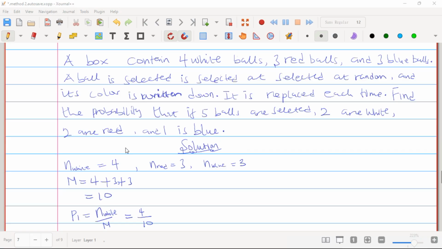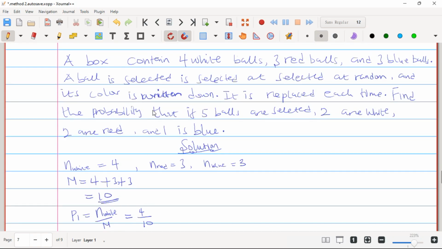So you could see that our white was given as 4, our red was given as 3, and our blue was given as 3. If you want the total number of balls in the box, you have to add the white, the red, and the blue, as I have done here. So 4 plus 3 plus 3, surely you are going to get 10.